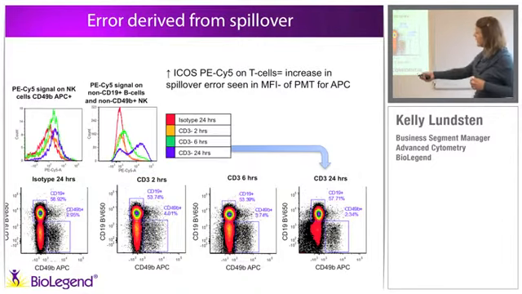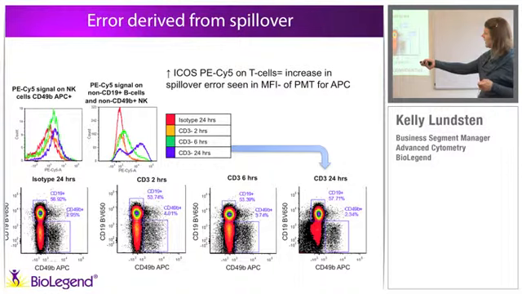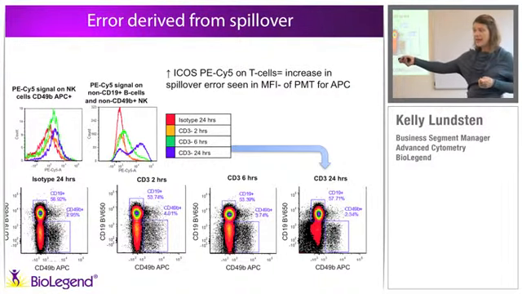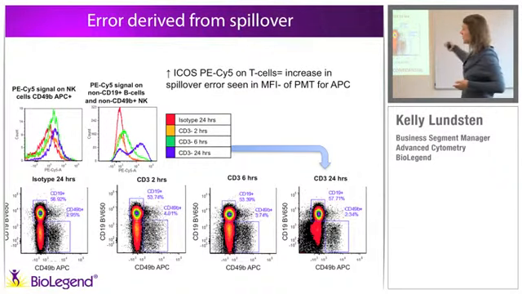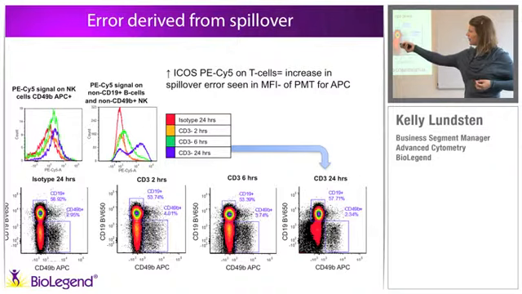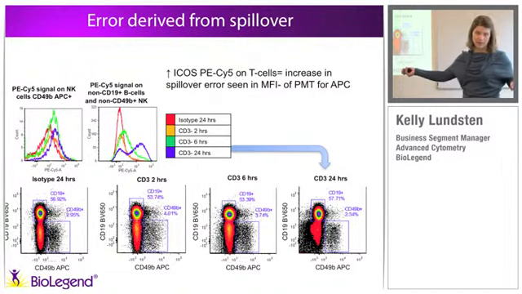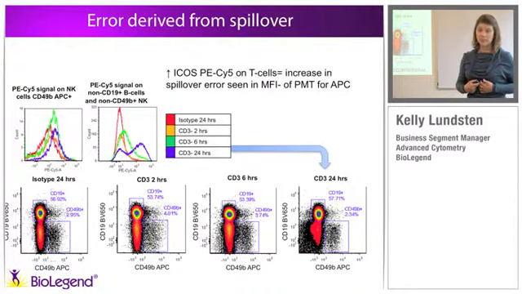What that looked like in the lower left-hand side here on the isotype, if I gated on the MFI negative, so my negative population for each of these plots, what you would see is on my NK cells, so here what you're looking at is my CD19 on BV650, so my B cells, and then my CD49 APC, which is just my NK cells.